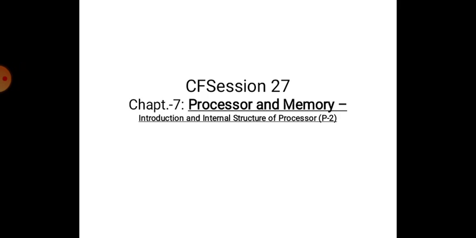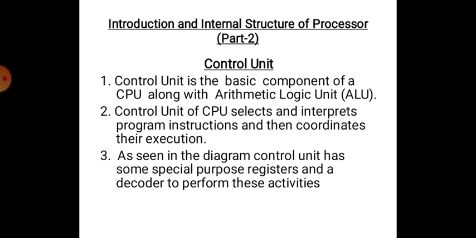At present we are in chapter 7. The title of the chapter is Processor and Memory. We are studying the internal structure of the processor. Yesterday we considered some part of the internal processor, that is control unit. Today we will take up the next part. In today's discussion, we will study control unit, arithmetical logical unit, and instruction set and register.